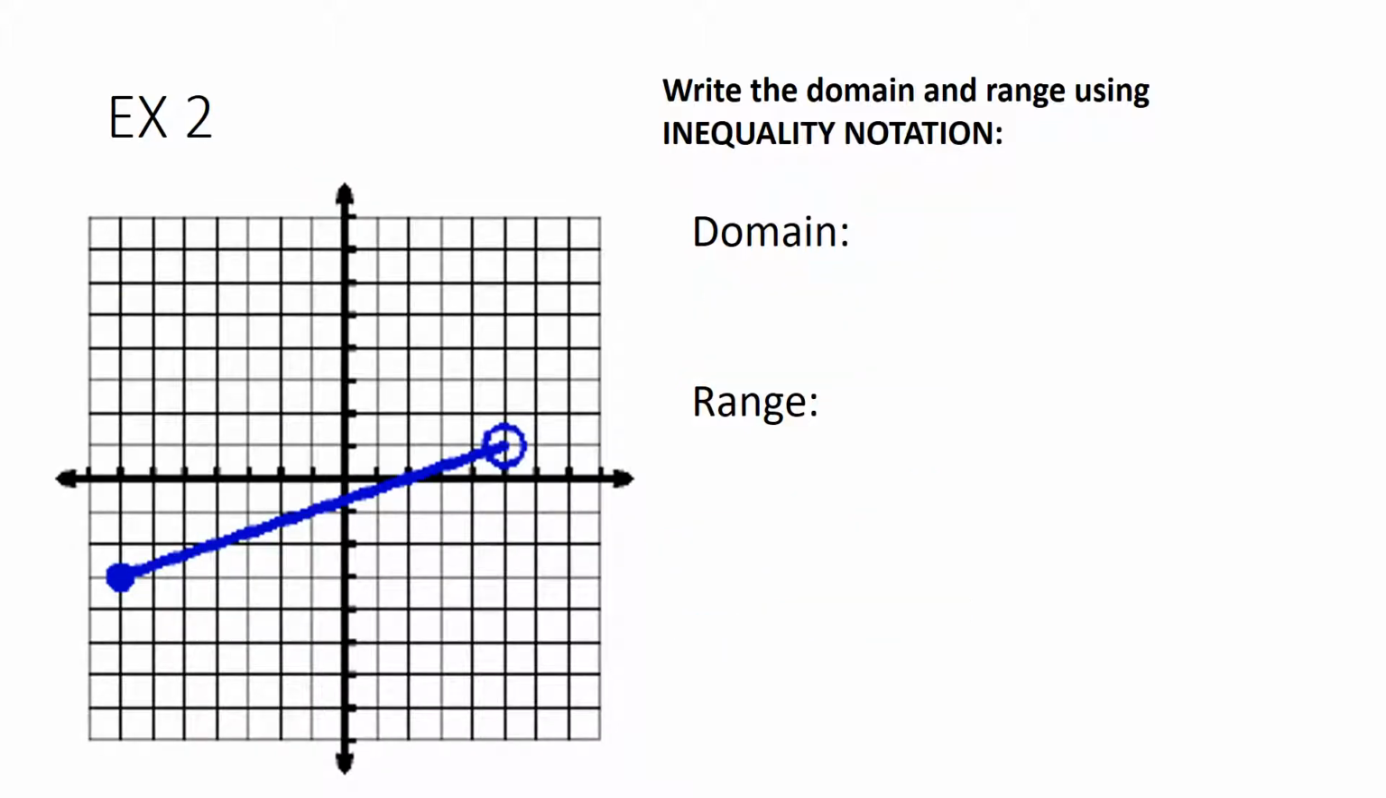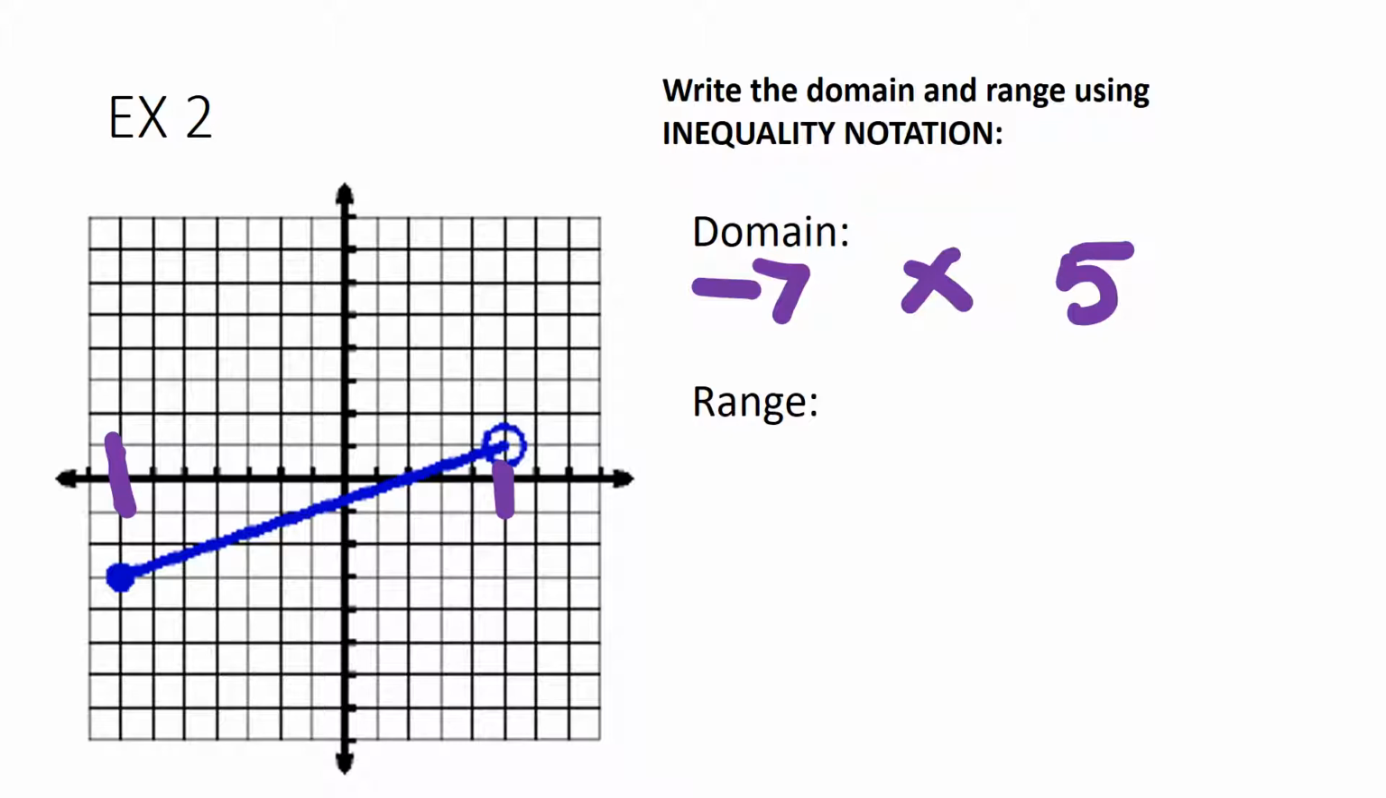Okay, so example number 2, same thing. We're starting on our x-axis at this point and we're going to this point. So we're starting at x is equal to negative 7, and then x is going to be between that value and 1, 2, 3, 4, 5. So we're between -7 and 5.